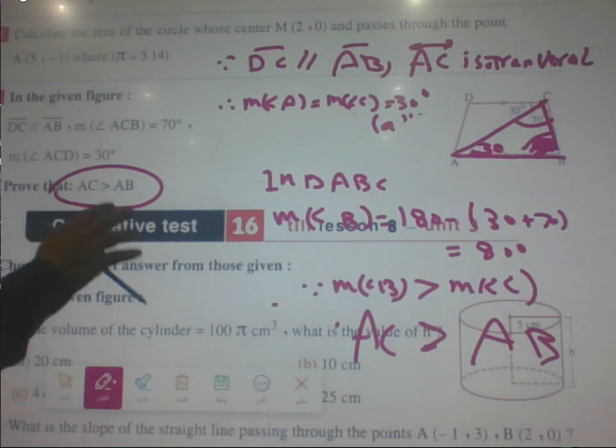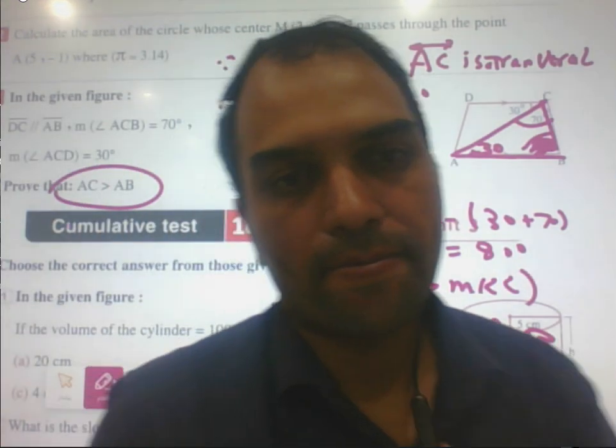Okay, we want to prove that AC is greater than AB. Understood? Okay, that is the solution for this question.